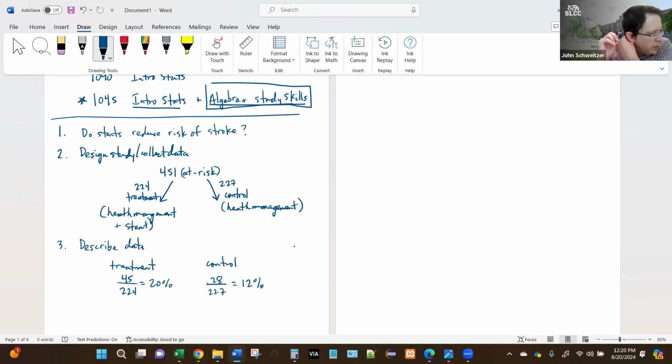So what do you guys think? Are stents helping with preventing strokes? We know they help after somebody's had a stroke, but should we be using these to help people prevent strokes? What do you guys think?